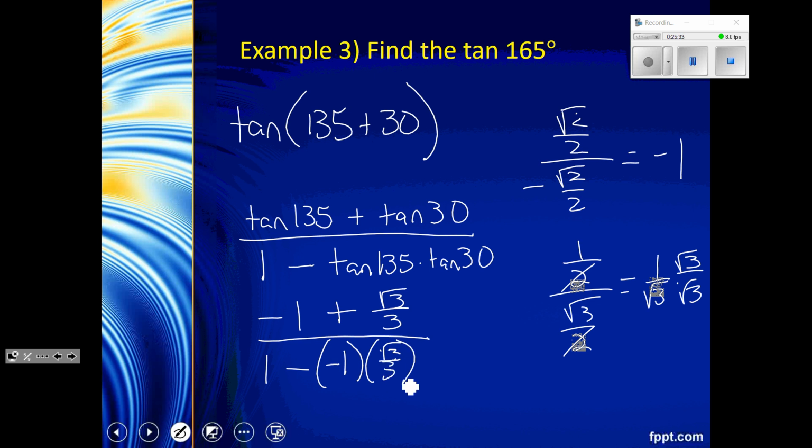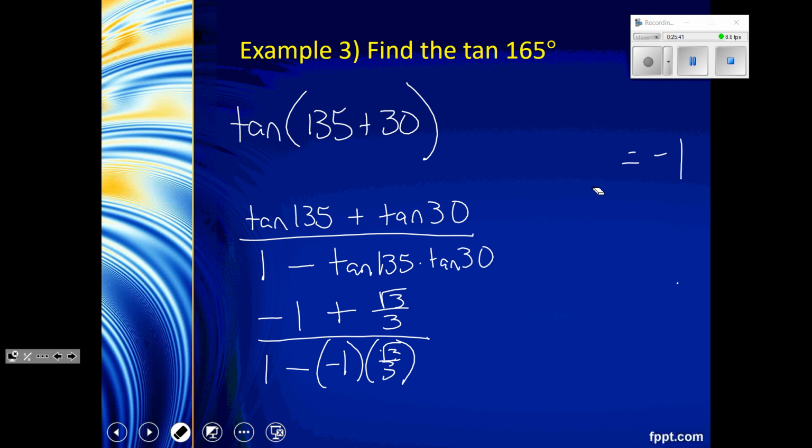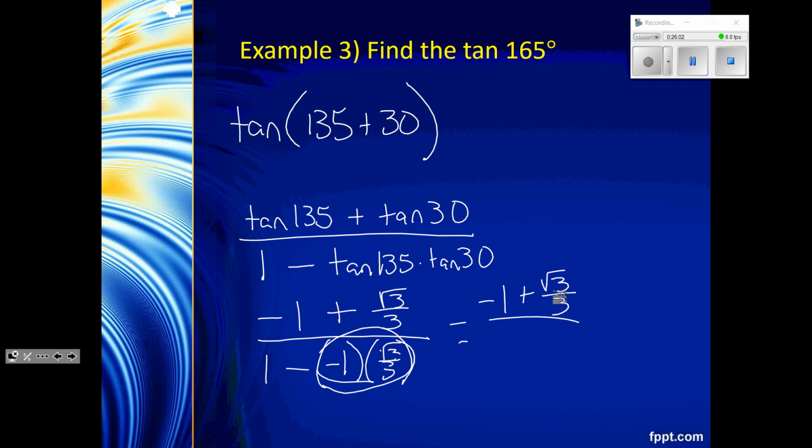Okay? Any questions on that so far? So then I'm going to simplify this a little bit. This is going to become negative 1 plus square root of 3 over 3. When you times this together, what do you get? Negative square root of 3. But then when you subtract a negative, that's going to become 1 plus square root of 3 over 3. Did I do that correctly?